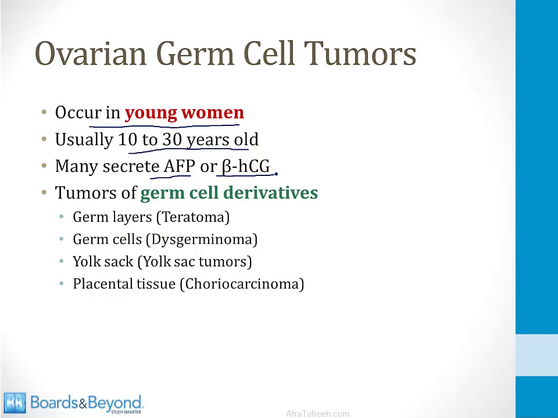In addition, the tumors can look like any normal germ cell derivative. So for example, germ cells normally grow into the germ layers, and a tumor of the germ layers in the ovary is called a teratoma. If the germ cells themselves become cancerous, this is called a dysgerminoma. Germ cells can normally grow into the yolk sac in the fetus, and if the yolk sac becomes a cancer, this is called a yolk sac tumor. And then the germ cells can also grow into placental tissue, and these types of tumors are called choriocarcinoma.